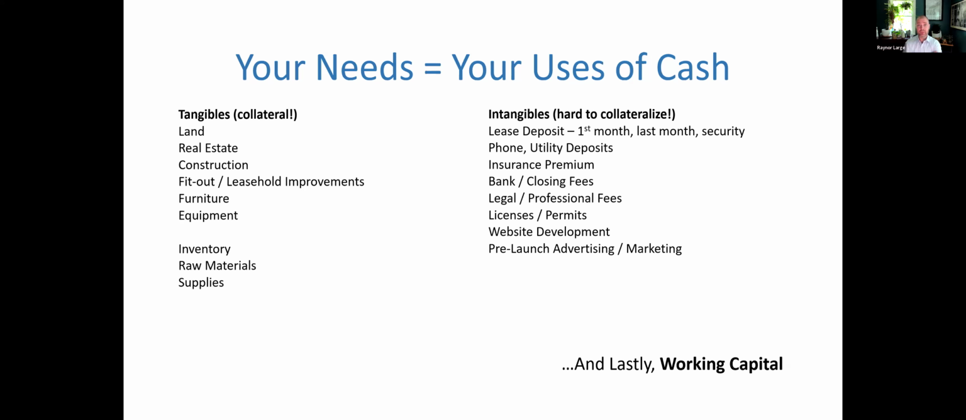The other aspect of your uses of cash are the intangibles, right? These are things that are harder to collateralize. There's nothing that you can put your hands on and sell if things go south.